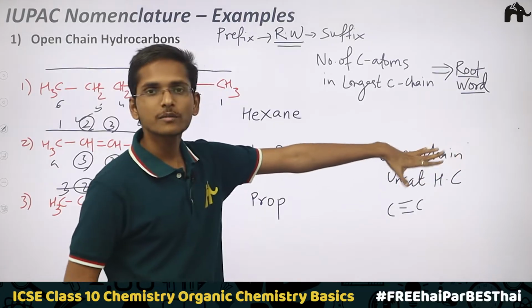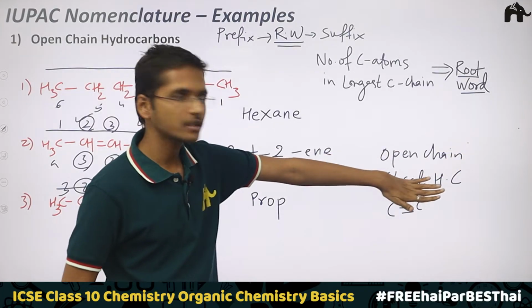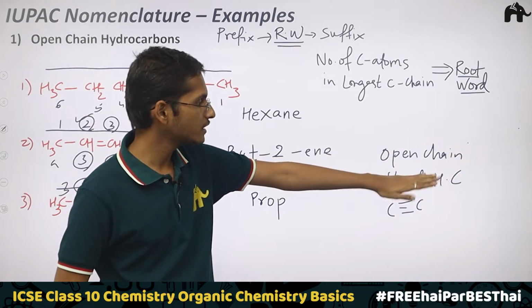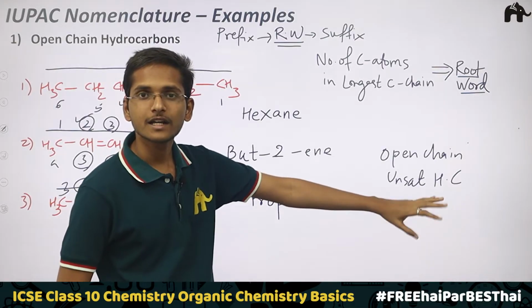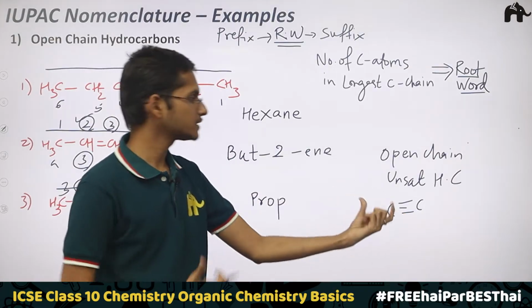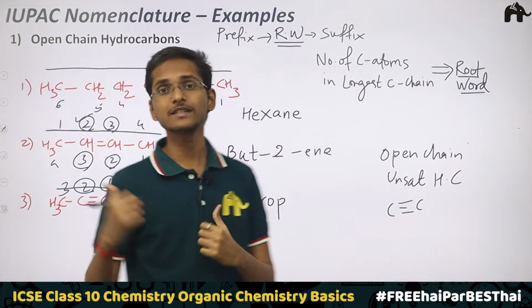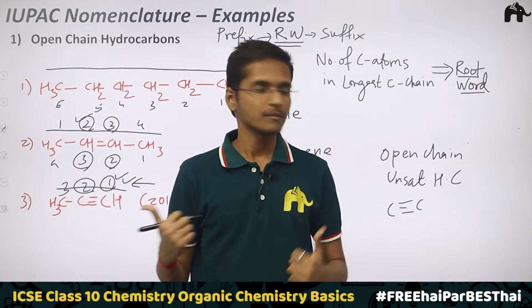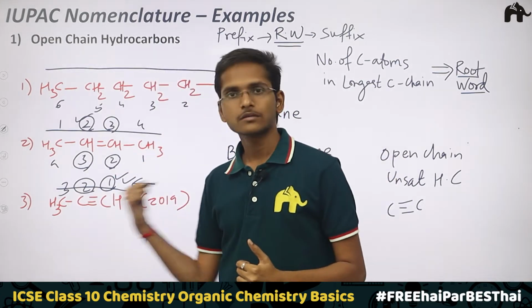Okay, open chain hydrocarbons, closed chain hydrocarbons, and in open chain there were saturated and unsaturated, and in unsaturated there were two: alkenes and alkynes. The alkynes were those having a carbon-carbon triple bond. So yes, now you can reach the point that, okay, this is an alkyne then. Okay, because it is an open chain compound.